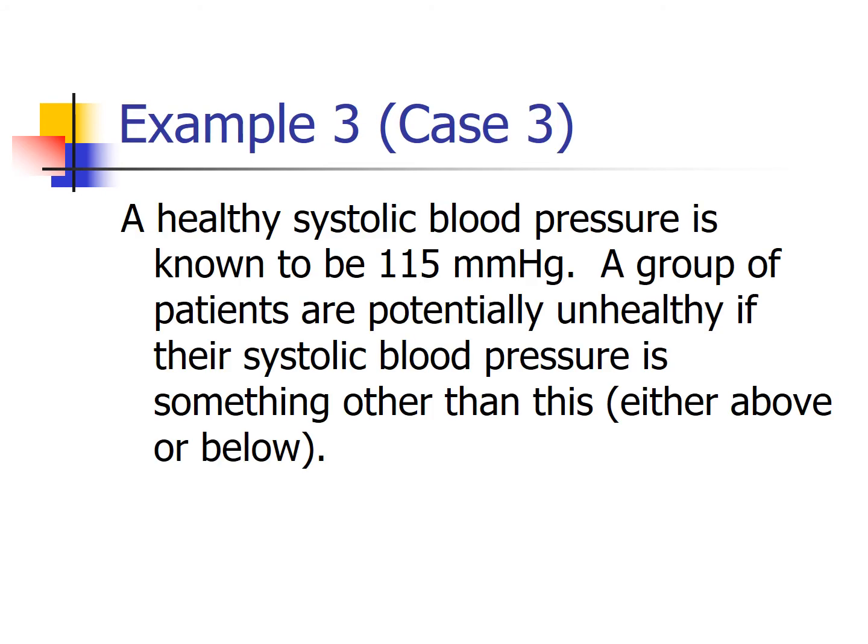Third example. A healthy systolic blood pressure is known to be 115 millimeters of mercury. So, a group of patients are potentially unhealthy if their systolic blood pressure is something other than this, right? We want to be able to determine or catch whether it's more than 115.